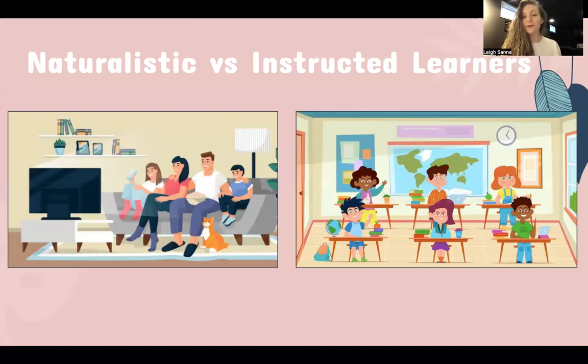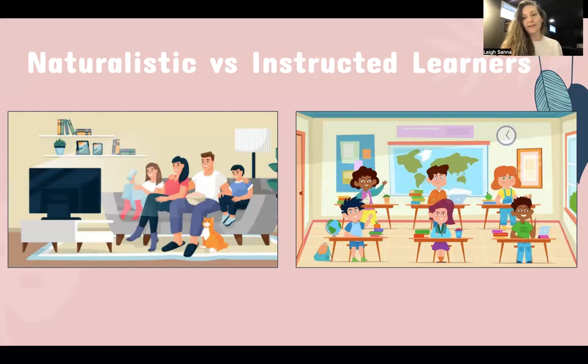And then instructed learning is what it sounds like. It's much more formal. It can happen in a classroom. It can happen with a private tutor. It can happen on one of those Duolingo apps or online courses. So these are just different ways that learners can acquire language. Most people who acquire a second language actually acquire it through a mix of both.